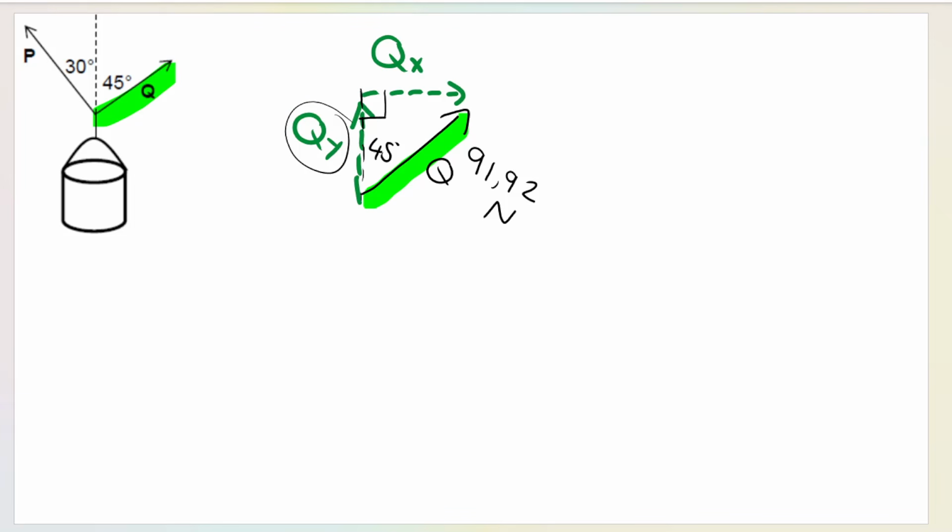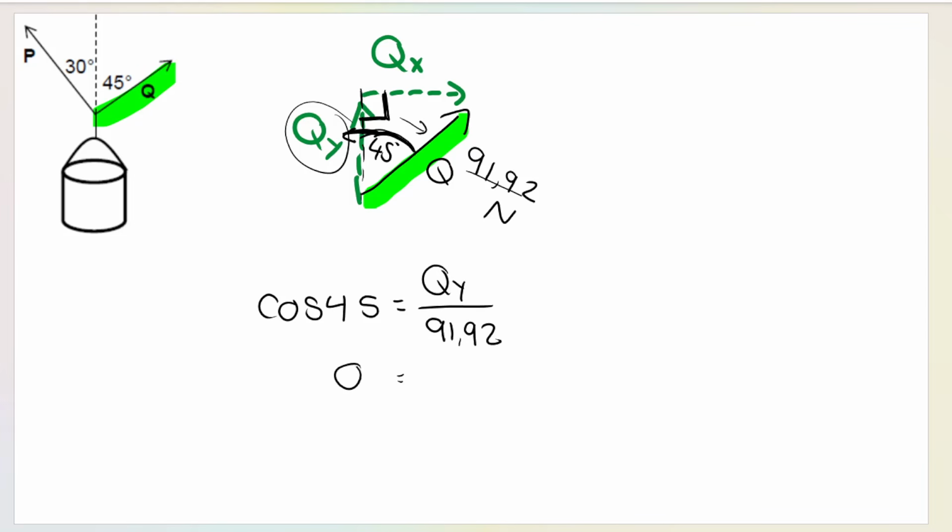How do I get QY using this 45? Well, I know that Q is 91,92. I know the hypotenuse. Remember, opposite the 90 is the hypotenuse. And I want to use the 45, and I'm looking for QY. If you look carefully, QY is adjacent to the 45. So again, we use cos. Cos 45, cos is adjacent. What's adjacent to the 45? QY. What is my hypotenuse? My hypotenuse is Q, which is 91,92 newton.